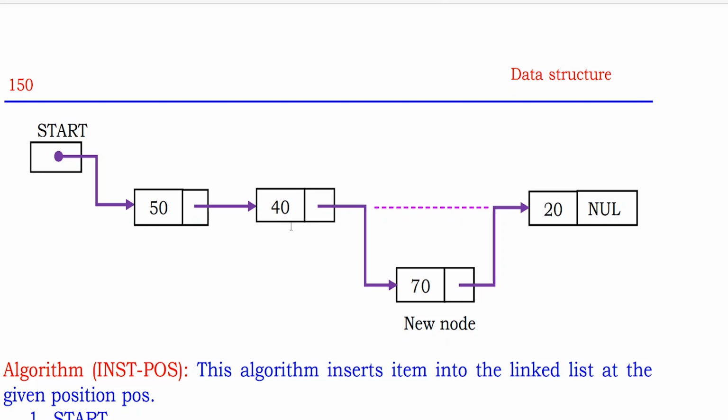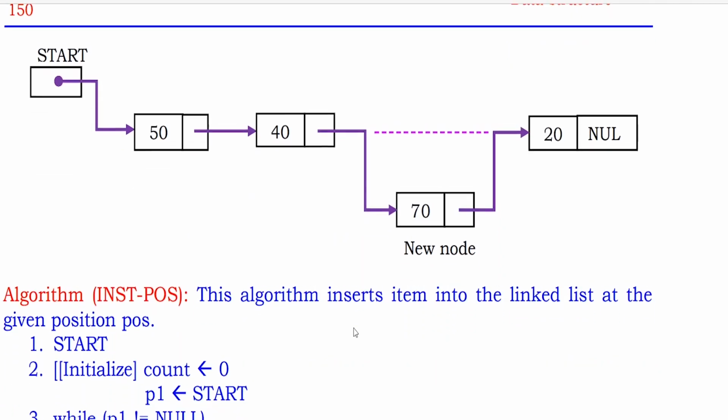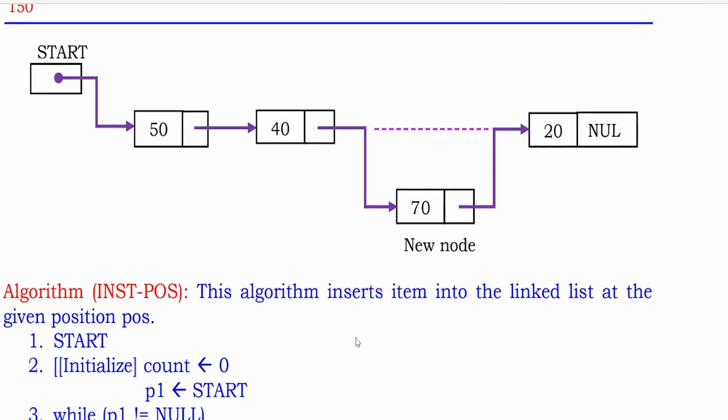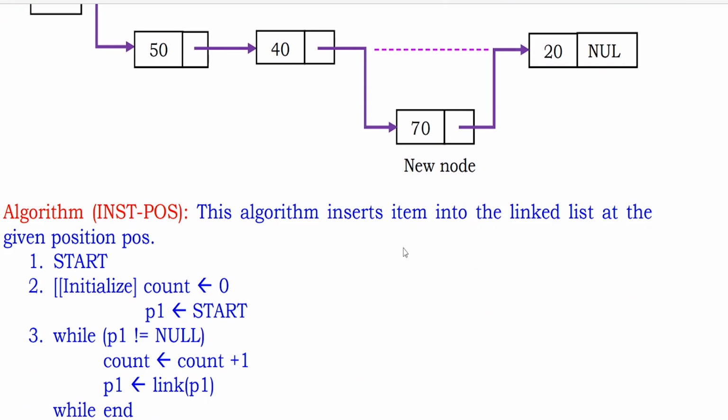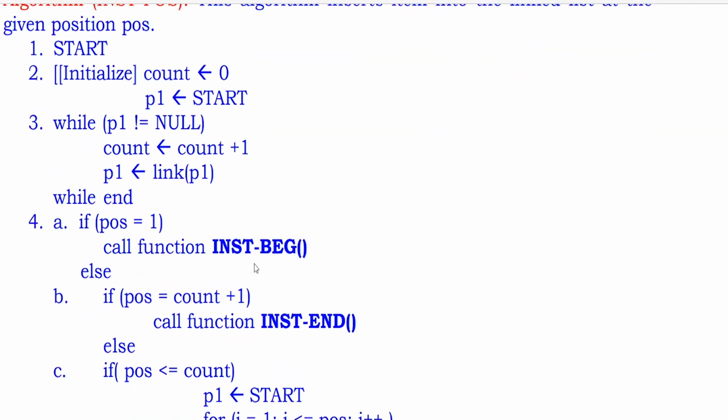Now I have to traverse to this node and get the address. Then we have to create a new node and add it to that link field. So it is like first, second, so I repeat 1 and then 2. Once you reach the second node, there we change the address and replace it with the new node which is created. That is the concept we are discussing. So this is the algorithm to insert an item into the linked list at the given position. POS is the position given, and we have to insert the element at that position.